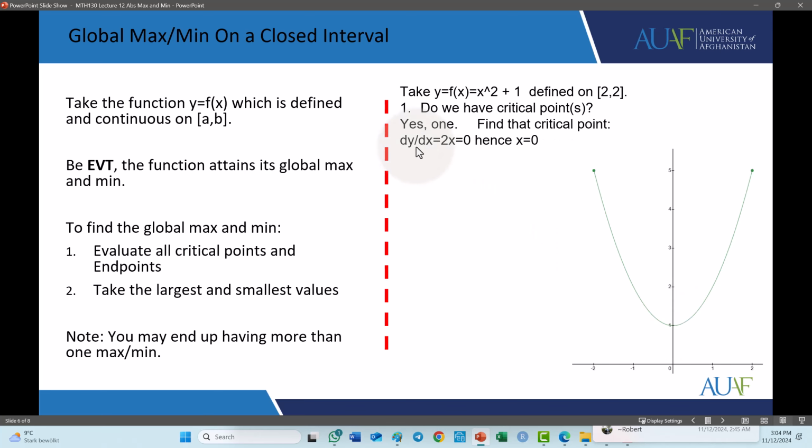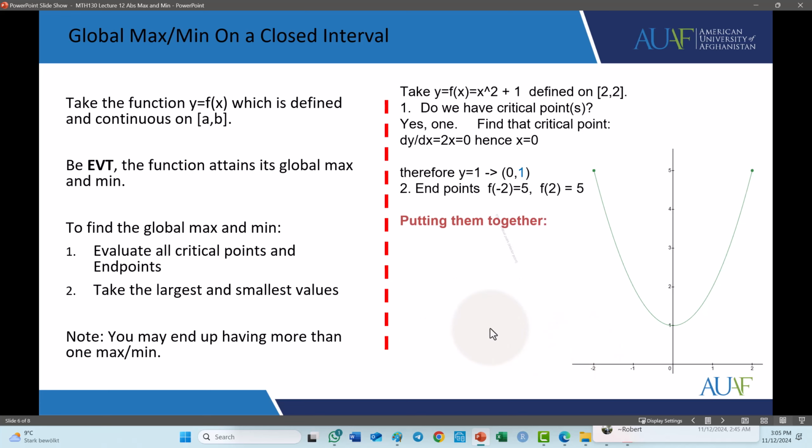So we take the first derivative, which is 2x, and we set it to 0. From this equation, we find that x is 0, and then we insert 0 in the equation of the function to get y to be 1. So therefore, that critical point is 0 and 1, attained at x equal to 0. Then let's check the endpoints. f of minus 2 is 5, f of plus 2 is 5. So those are the values of the function at the two endpoints.